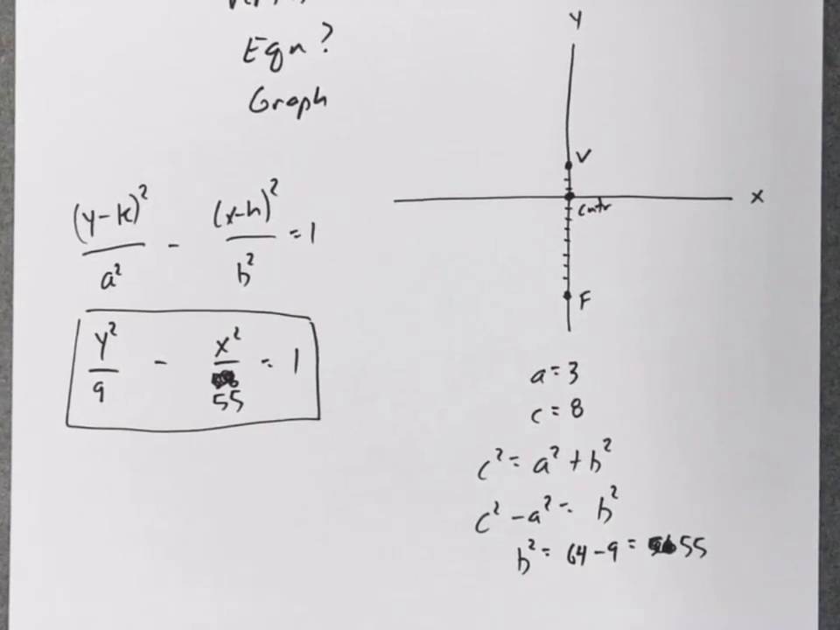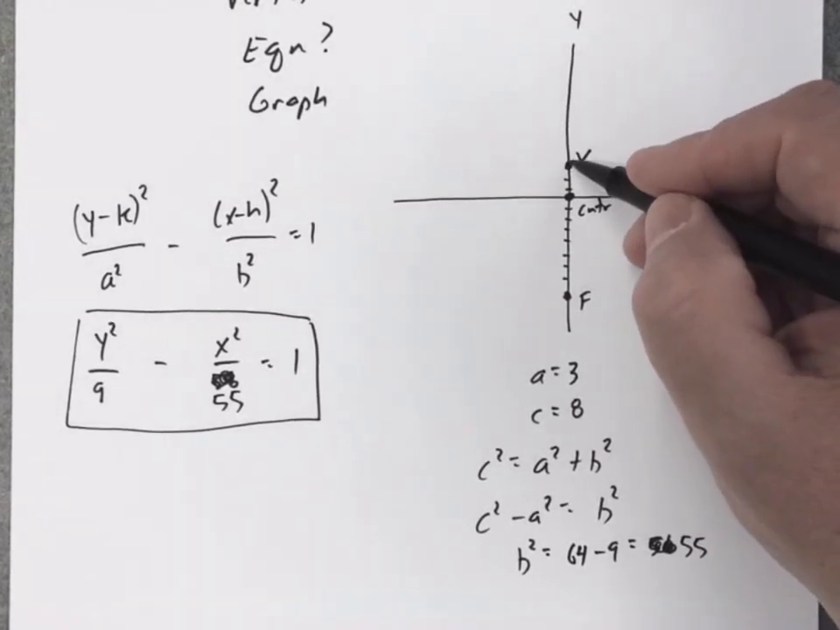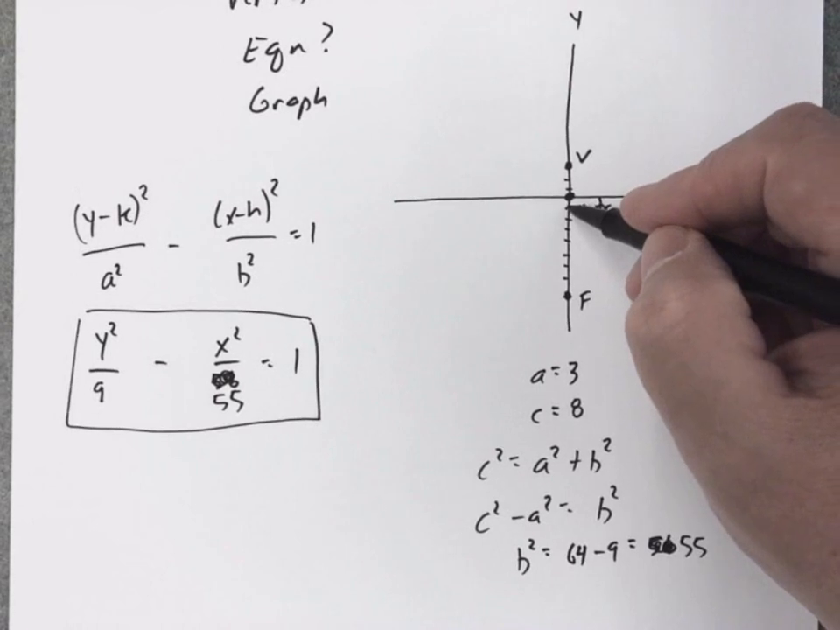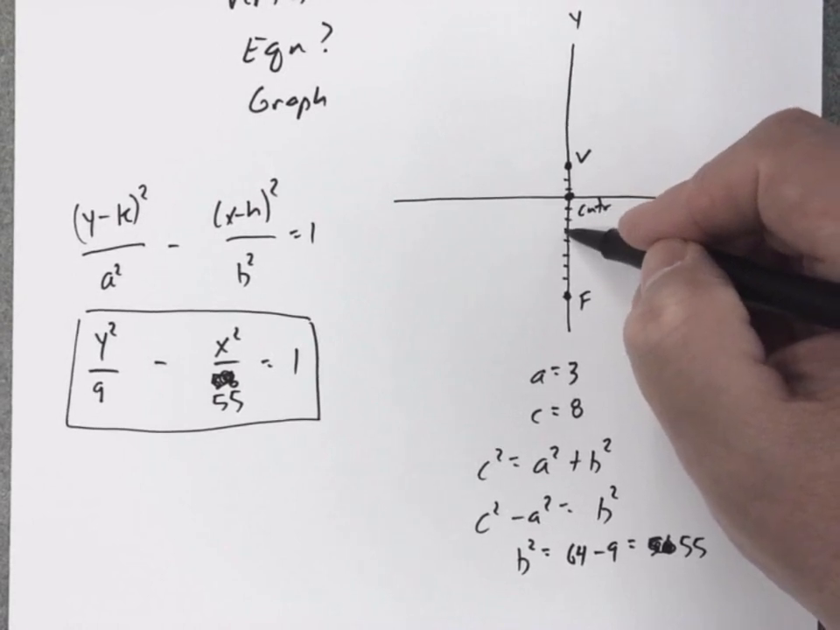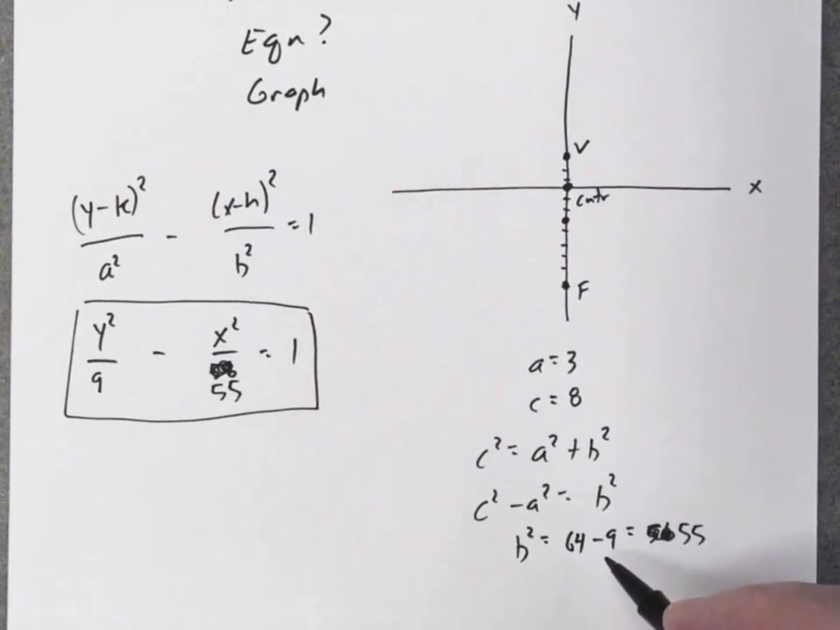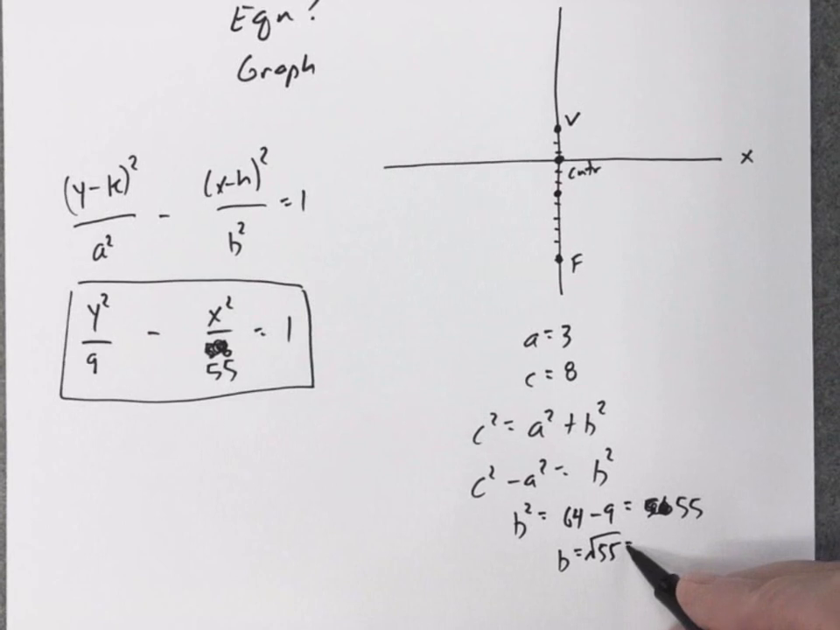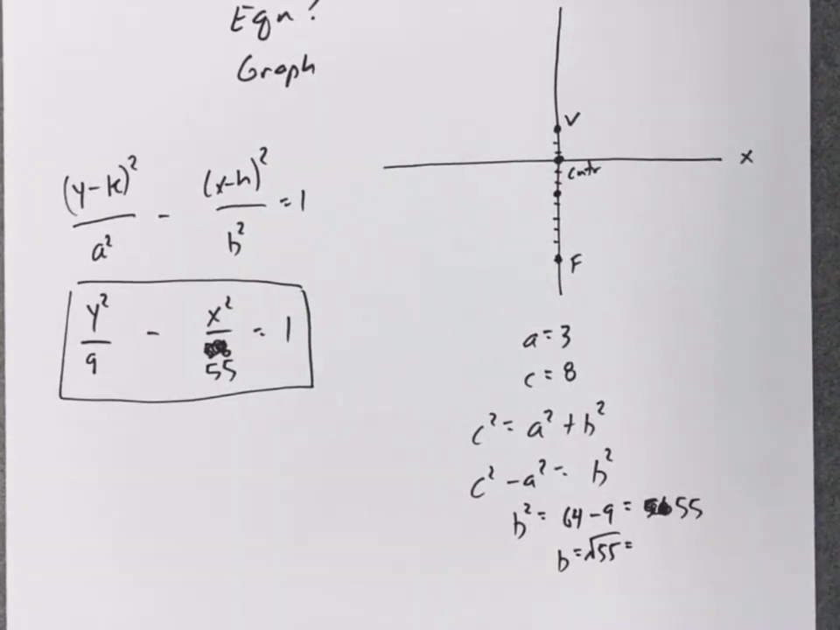So if we want to finish the graph, if I went up 3 to this vertex, I have to go down 3 to this vertex. And from side to side, I'm going to move the distance b, which is actually b will now be square root of 55. Just to get an idea how far that is, I'll grab my calculator. Square root of 55 is 7.4.